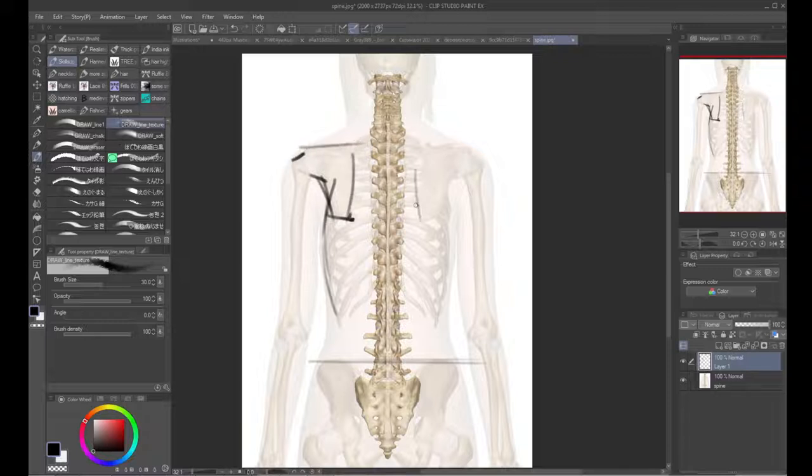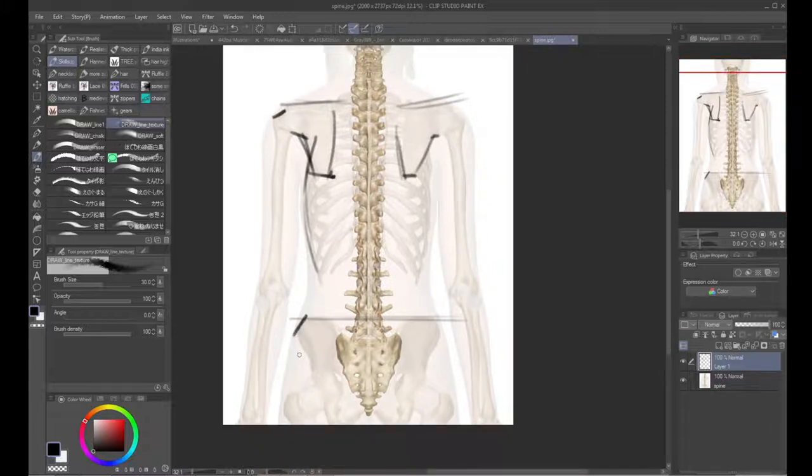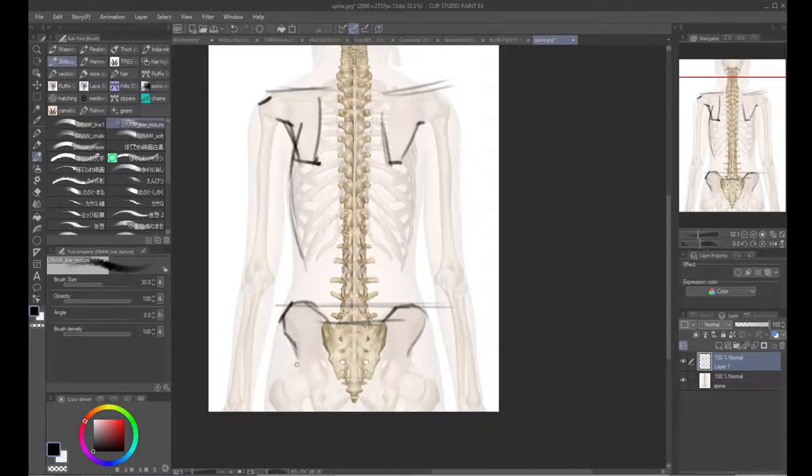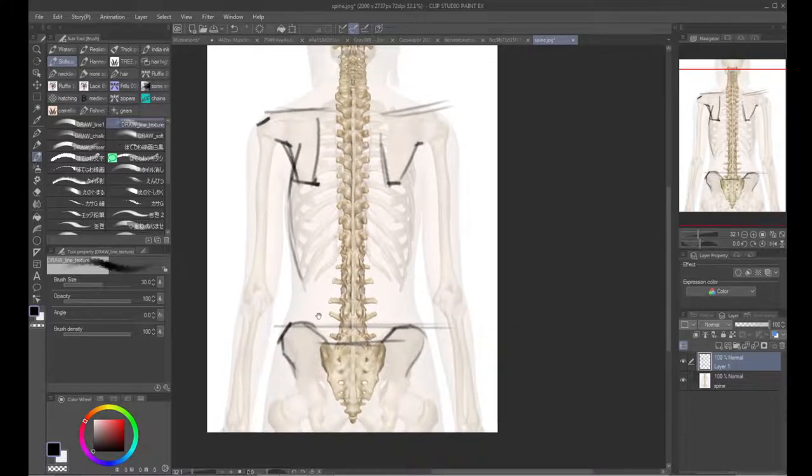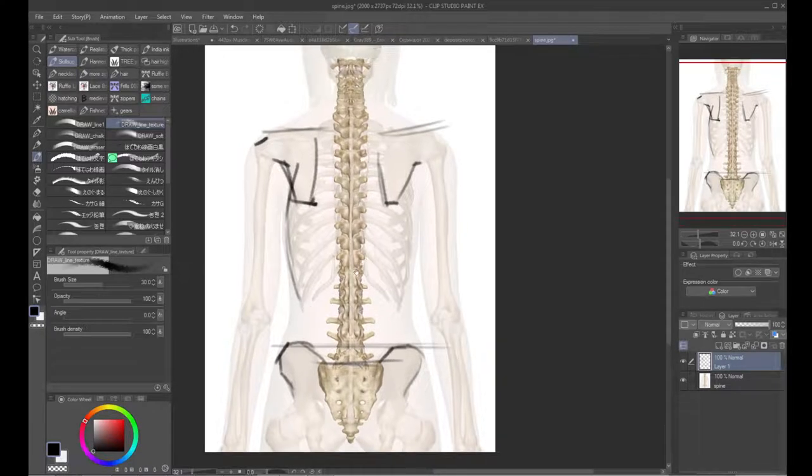These are the bones that the muscles will be attached to, so it's important to remember that they are there and to start the drawing from these simplified shapes pertaining to the bones.